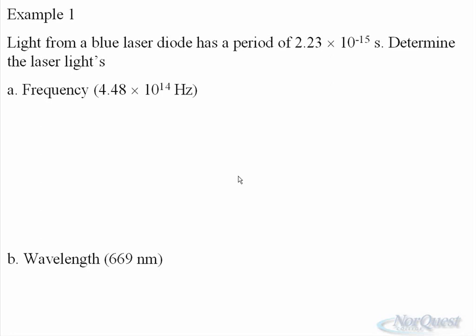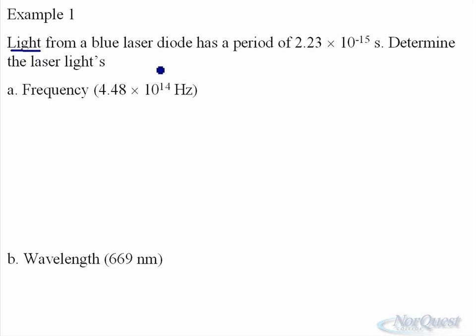Light from a blue laser diode has a period of 2.23 times 10 to the negative 15 seconds. Determine the laser light. First thing I want you to be very careful about: you have a constant on your data sheet. I'm just going to point it out to you. Top left, about a third from the bottom.